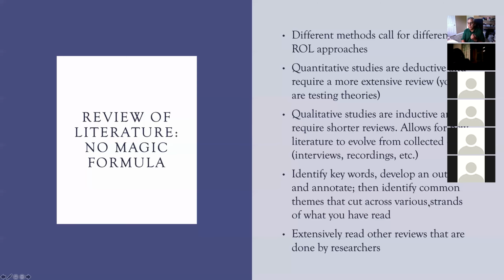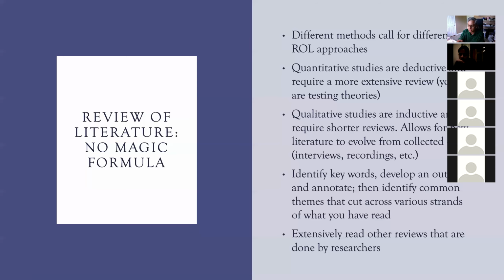Identify keywords, develop an outcome and then annotate, then identify common themes that cut across various strands of what you've read. Again, as you do the reading, you'll see how the dots start to connect. Annotation you make, so you'll have to make very careful notes, highlighting. So you don't have to read the entire book. You have to highlight portions of the book that are most relevant to your field.